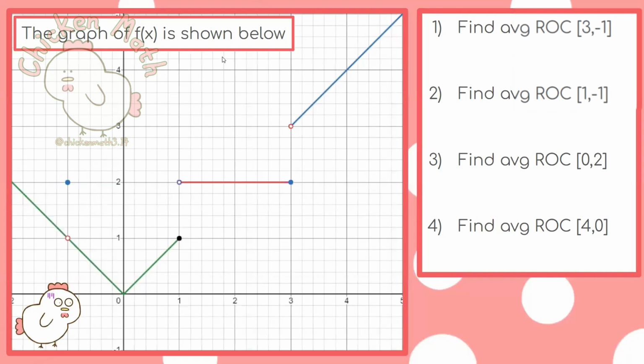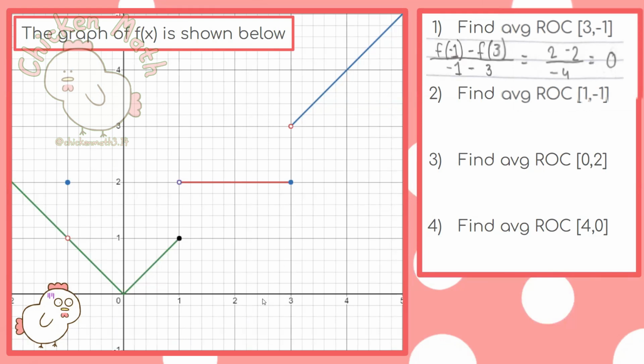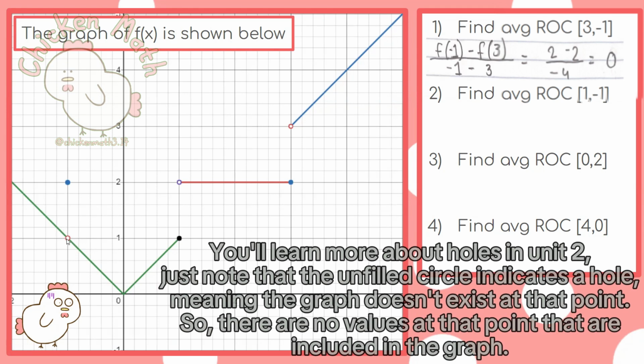For our next example, we have a piecewise function, f of x, and we have 4 questions corresponding to our graph. So the first question is, find the average rate of change from 3 to -1. So we're going to look on our graph where 3 is, and we find that the output value is 2. And then we're going to look on our graph where -1 is, and our output value is 2 again. But if you thought it was 1, that wouldn't be right since there's a hole at 1. So the output value is just 2, not 1.